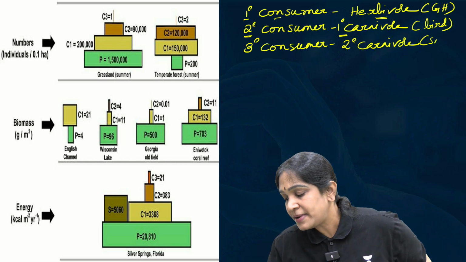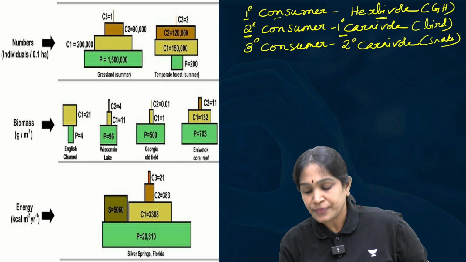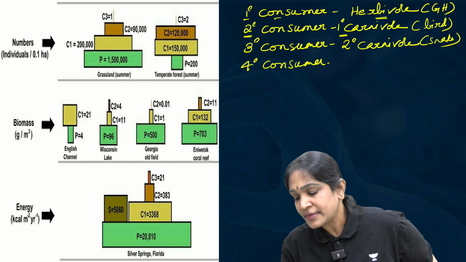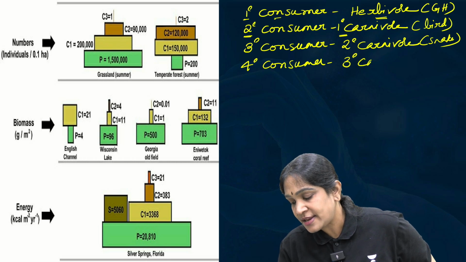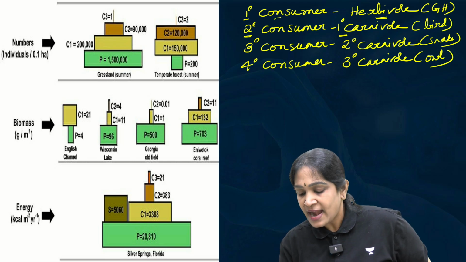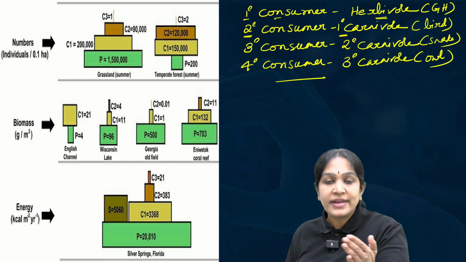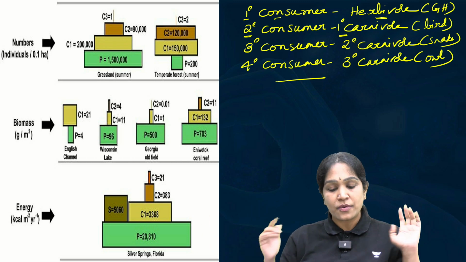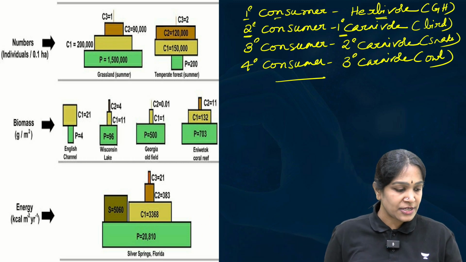Okay, the example here is the snake. Or the quaternary consumer can also be called as tertiary carnivore. Example, owl. And that's all. You cannot go on increasing because you don't have enough owls to feed another species. Okay, so this is some terminology.